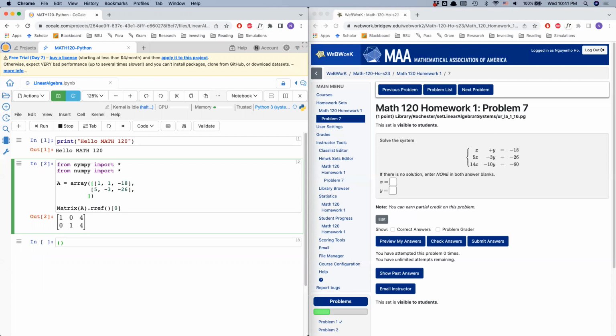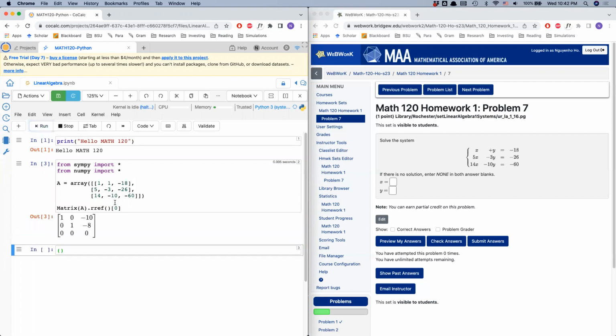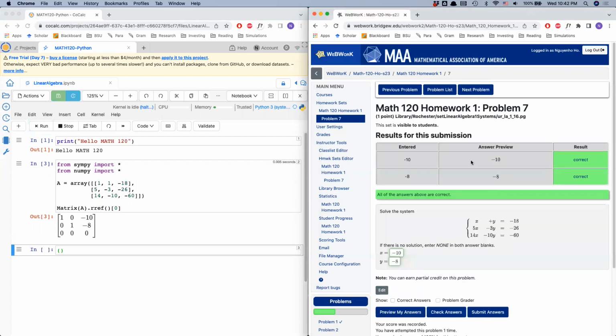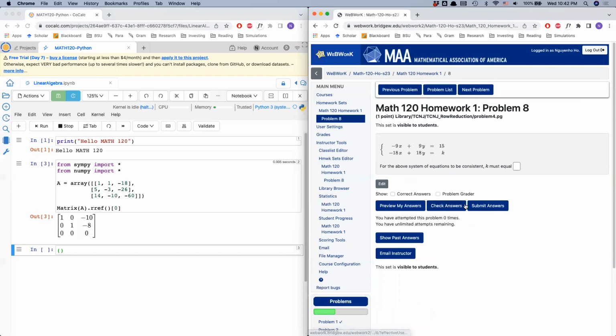Okay, so this is 14, comma, -10, comma, -60, and you let it run and see what happened. This might have some issues here. So let it run. Okay, so x is equal to -10 and y is equal to -8. Let's check it and see what happened. All right, we did that correctly. Now let's move on to problem 8.